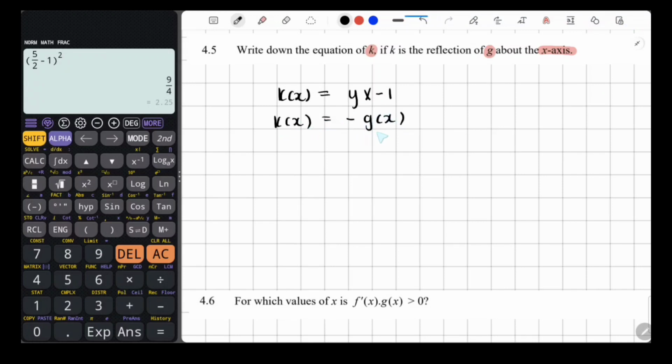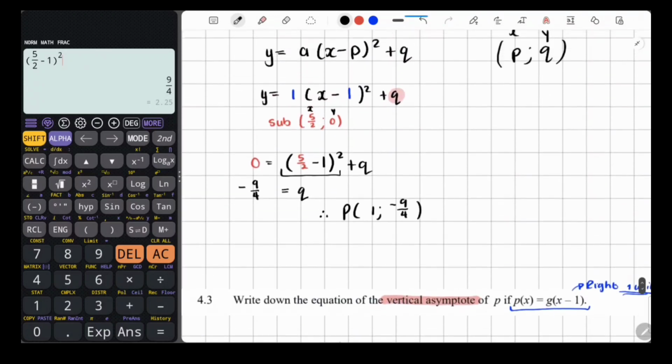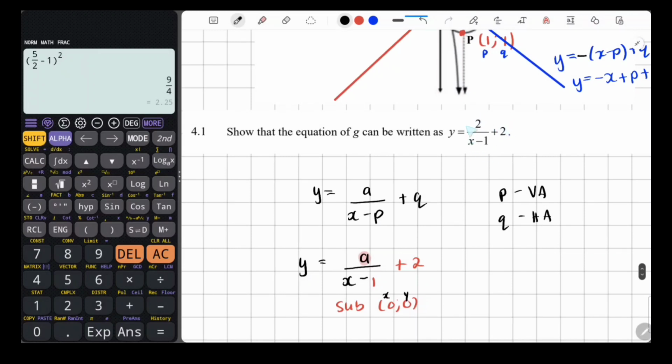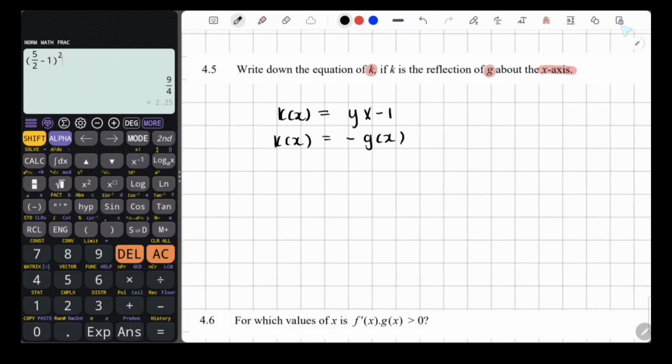So let's apply this. Remember, G of x is equal to an equation. We already got the equation in the first question. This is our G of x, equal to this whole thing. So we're going to just go ahead and substitute this in place of G of x. So K of x is equal to the negative, and then we're going to open a bracket for G of x. So we have now 2 over x minus 1 plus 2.